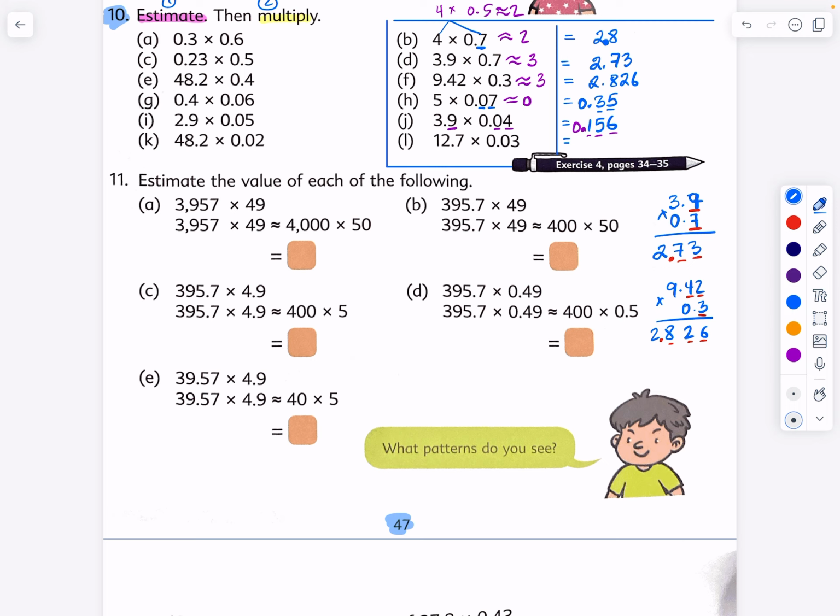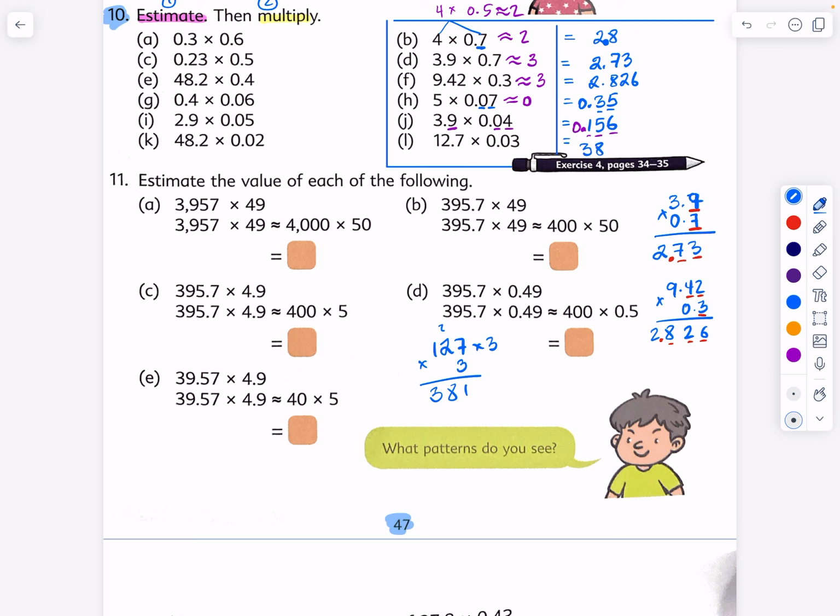And the final example, L, we can also do mental math. 12.7 times 300ths. Let's just do something like 127 times 3. You can do it mentally. You can do it stacked. Let's do it stacked. Maybe that's easier. So we have 1, we carry 2, we have 8, 381.